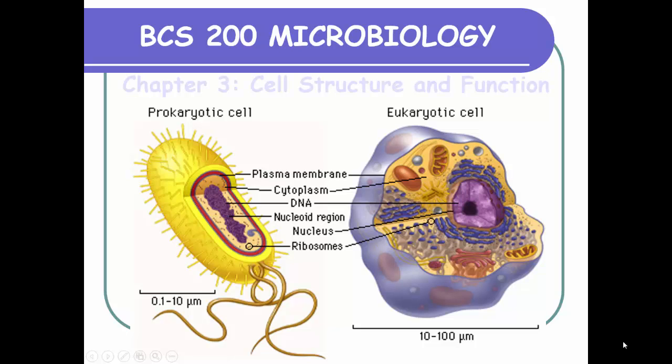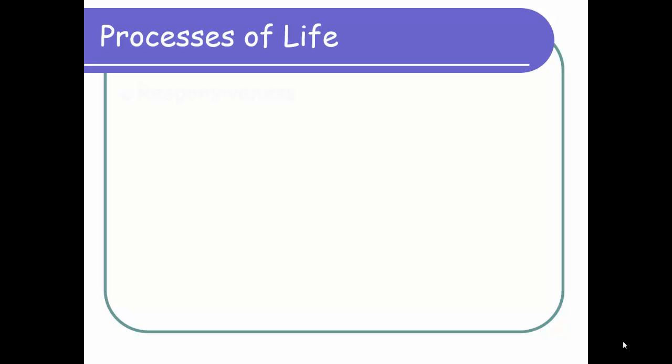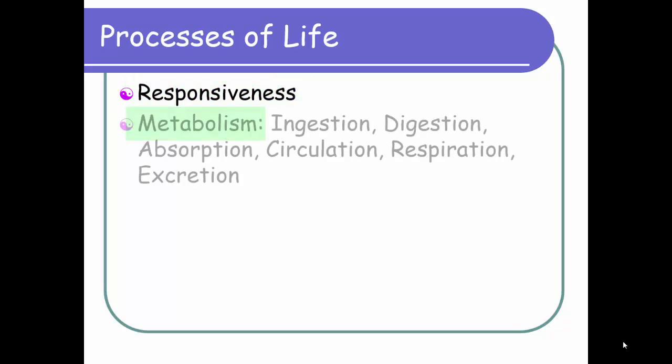Hello once again. In Chapter 3, we are going to look at cell structure and function of both the prokaryotic cell and the eukaryotic cell, which you are probably more familiar with. All living organisms possess certain characteristics of life. Responsiveness, this is both to the environment as well as internal changes.